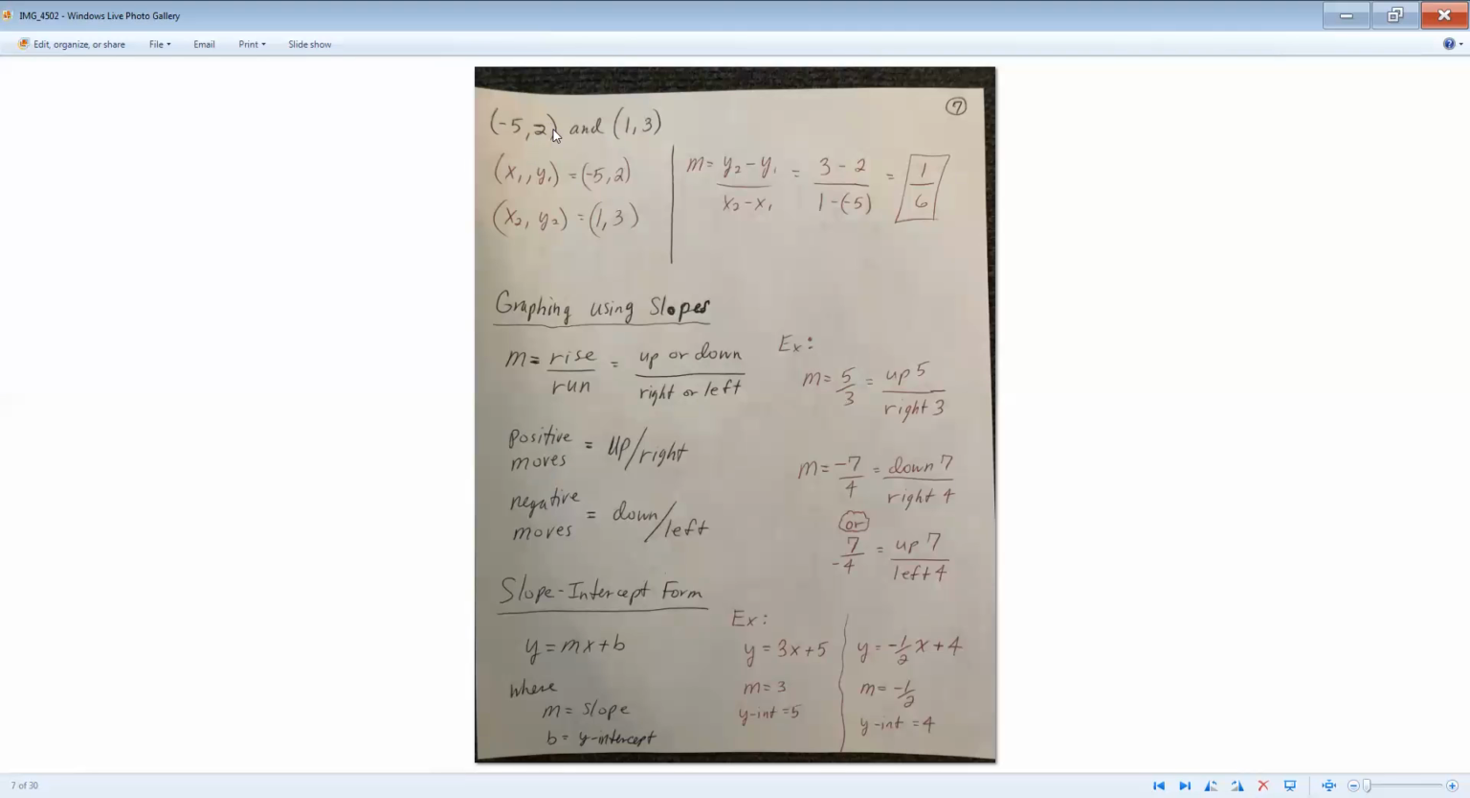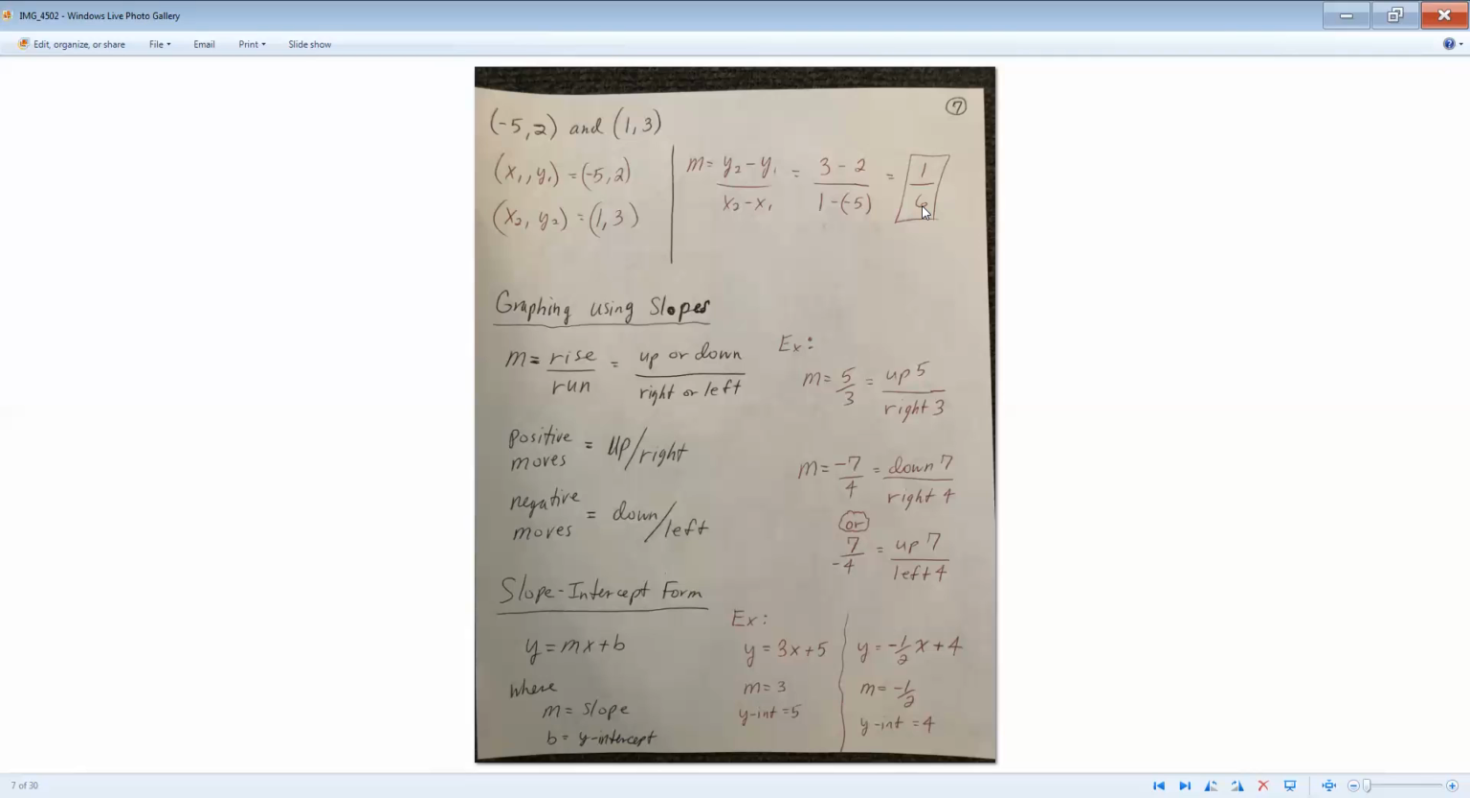All right, we can do that one more time. Negative 5 and 2 as one point, positive 1 and positive 3 as your other point. That's called point 1, negative 5, 2, and point 2, 1, 3. So if I'm doing the relationship with y2 minus y1 over x2 minus x1, y2 is 3, y1 is 2, so that'd be 3 minus 2 on top. X2 is 1, and then x1 is negative 5. So that's 1 minus negative 5 on bottom. And so 3 minus 2 is 1. 1 minus negative 5 is 6. And that would be your slope, 1 over 6.